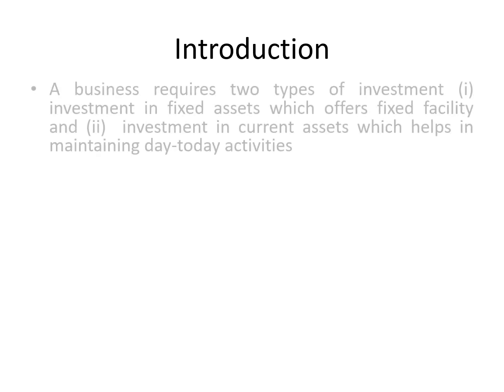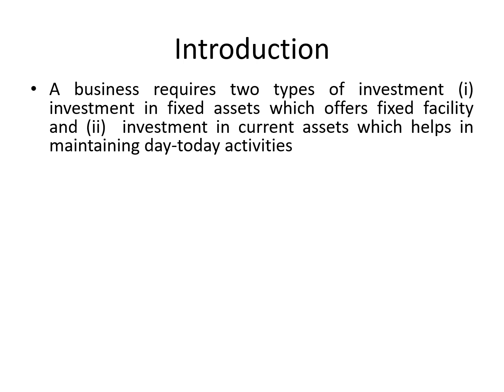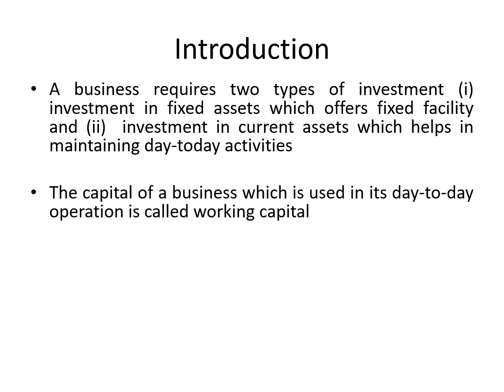What is working capital? In fact, we have 2 types of capital. One capital is related to fixed asset. In fact, industry requires 2 types of investment. Investment in fixed asset, which offers fixed facility, and investment in current asset, which helps in maintaining day-to-day activities. Now, the capital of a business which is used in its day-to-day operation is called working capital.